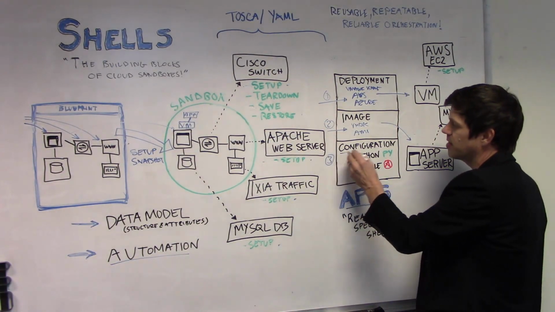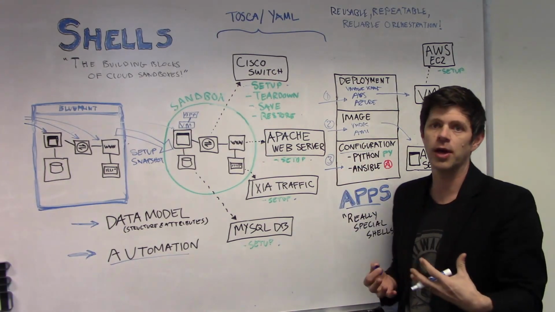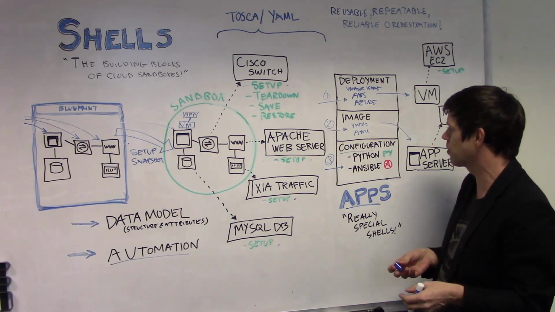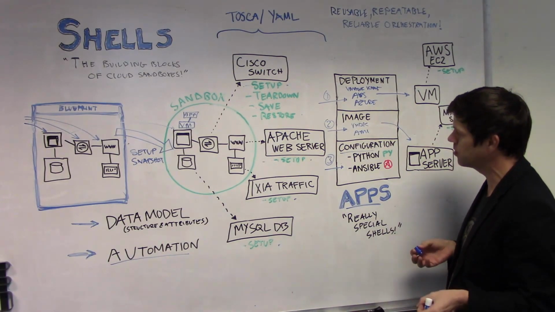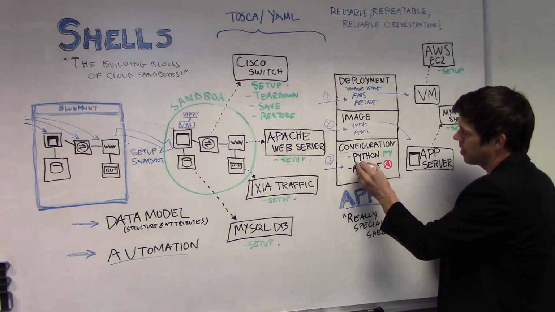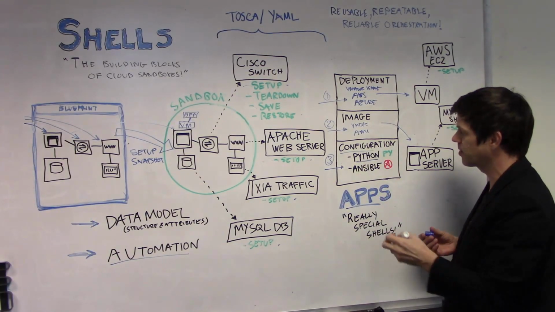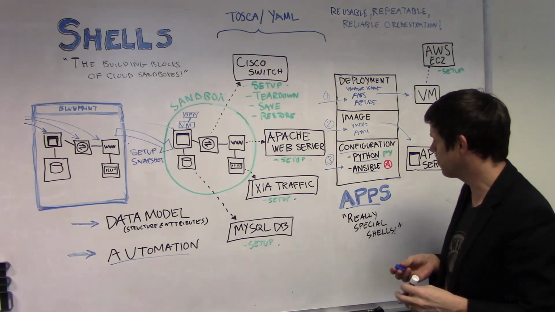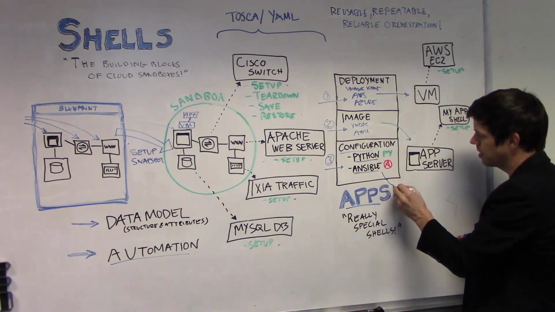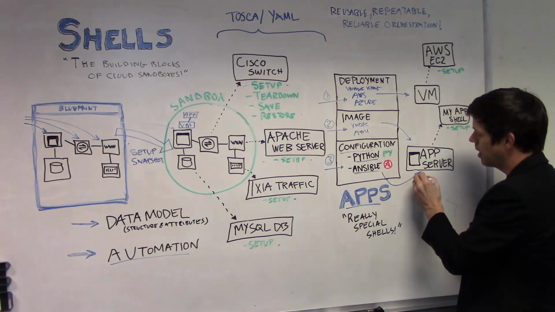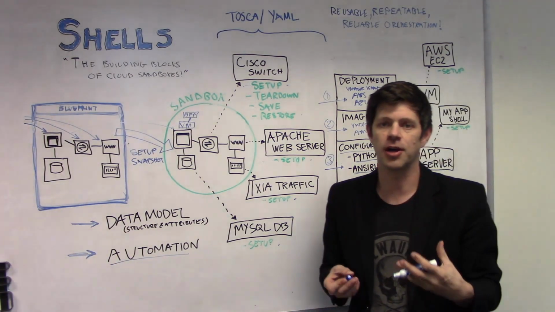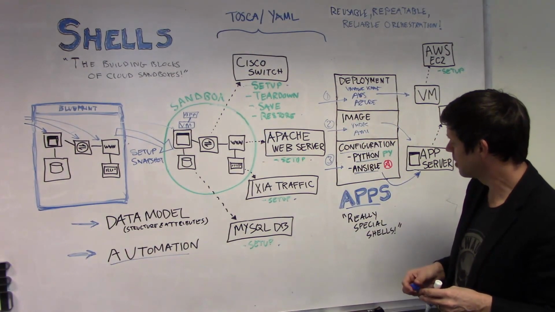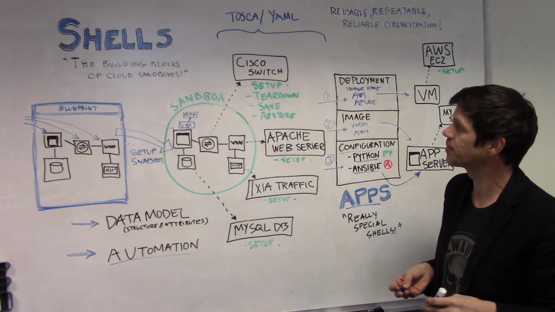Then the last piece is the configuration. After we deploy an app onto a VM, we want to run post-configuration commands. There are two ways to do that. One is by running Python scripts, and the other is to run an Ansible playbook based on our native integration with Ansible. That gives you a way to do all that post-deployment configuration on your application that gets deployed into your sandbox. So that's apps, really special kinds of shells.